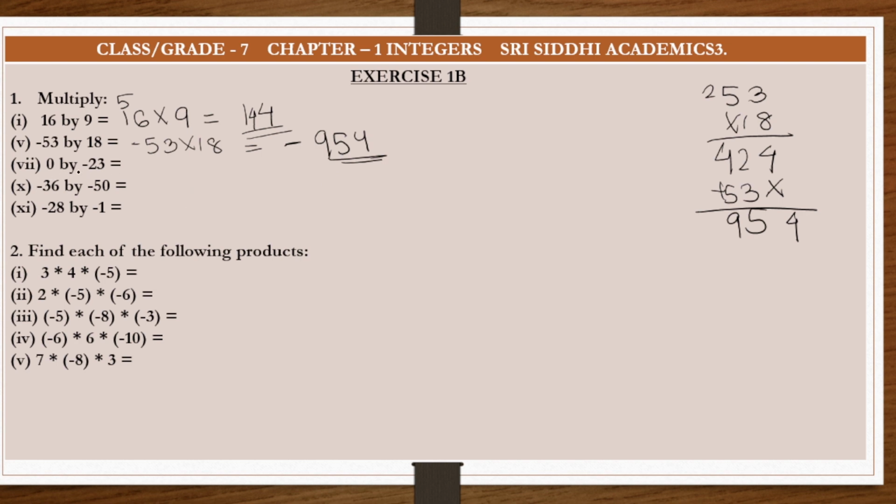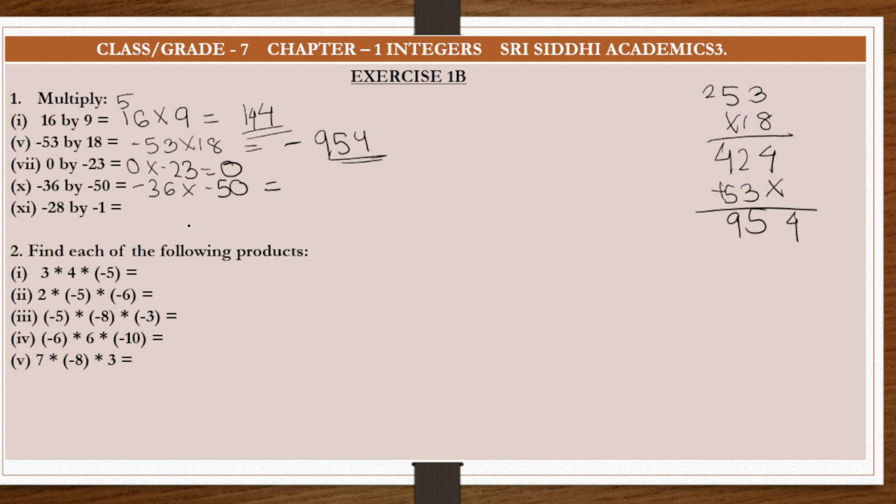Now 0 multiplied with minus 23. Now 0, if it gets multiplied with any integer, whether it's positive, negative, or 0, is multiplied to 0 itself, the answer will always be 0, right? Alright, so this is a very simple question. Minus 36 by minus 50. So actually these questions are testing our knowledge of whatever we have learnt about integer multiplication in grade 6. Okay, so that's why these questions are just a revision.